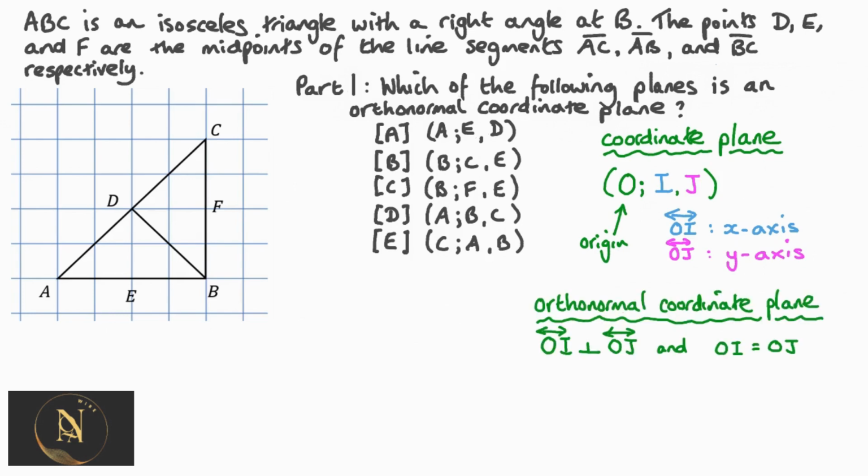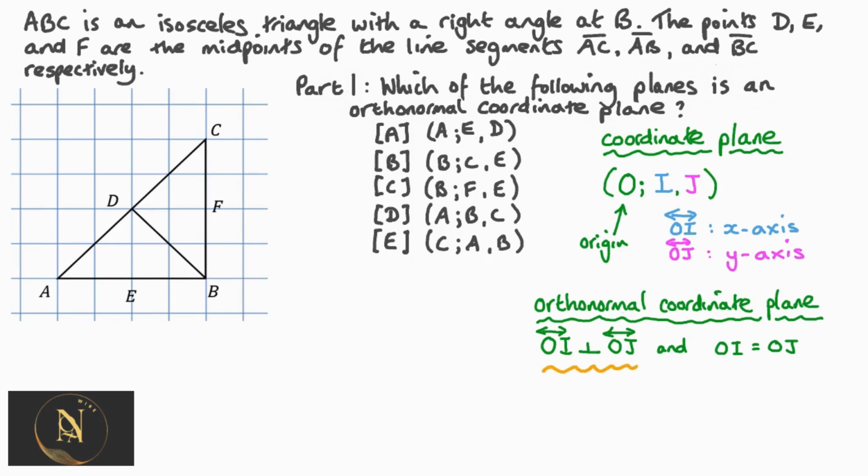In Part 1 we're looking for an orthonormal coordinate plane, that's one where the 2 axes are perpendicular, and the length from the origin to the points I and J, that is the unit lengths, are equal. So let's begin by going through each of the given options to see which satisfy the perpendicularity criterion.